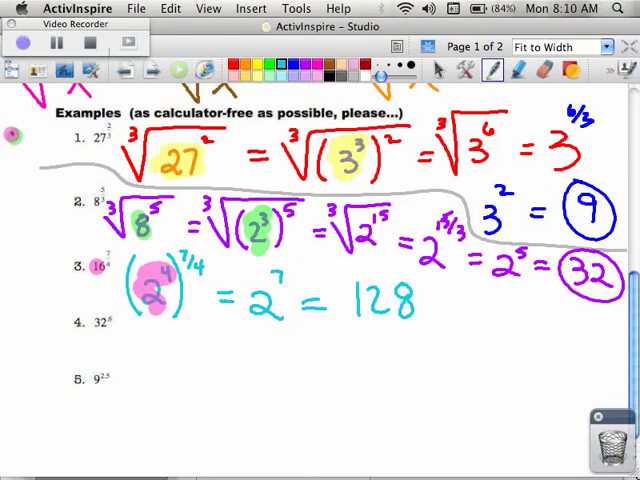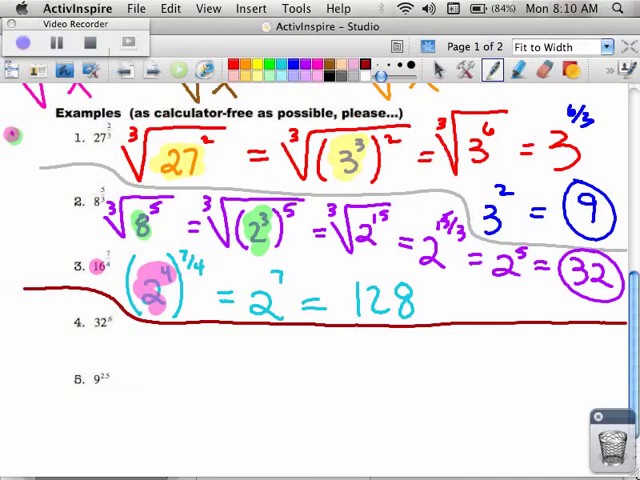Okay, and the next one, recognizing that each of these, if you're able to do them by hand, or for the most part by hand, have to be some kind of power thing. 32, we found out in problem number 2 in the purple, is 2 to the 5th power.